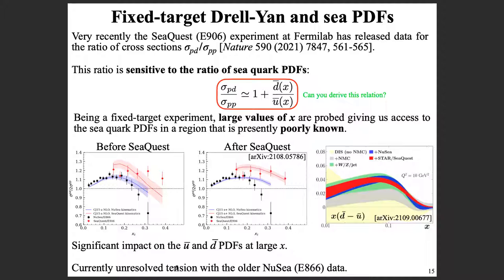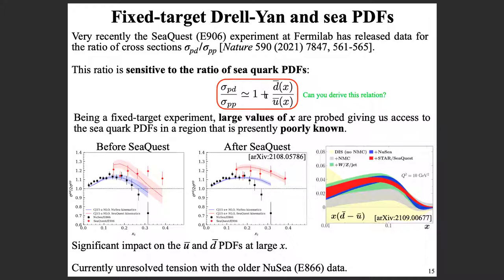Now, let me discuss in one slide why fixed target Drell-Yan is important for PDFs. The reason is that this helps us constrain the so-called sea PDFs. Just to give you a flavor, as I said, the SeaQuest experiment has released data for the ratio of the cross-section for the collision of proton-neutron over proton-proton. And this particular ratio is very important for the sea quark distributions of the proton.